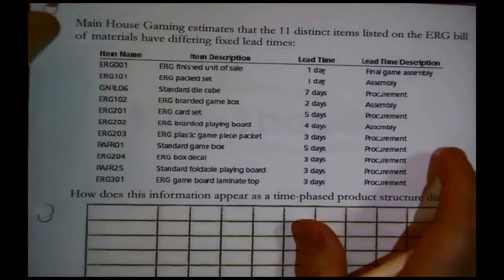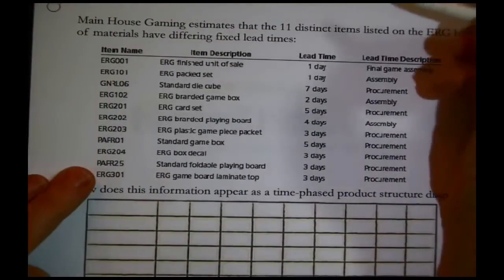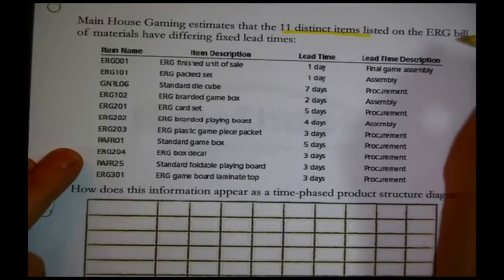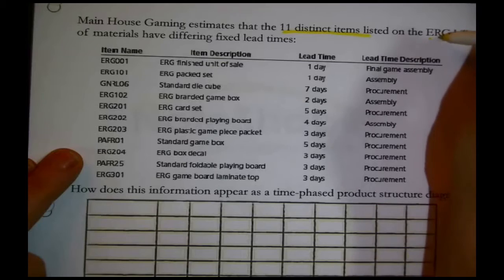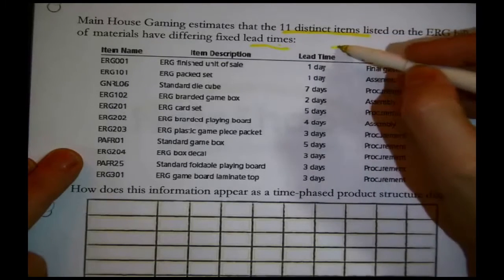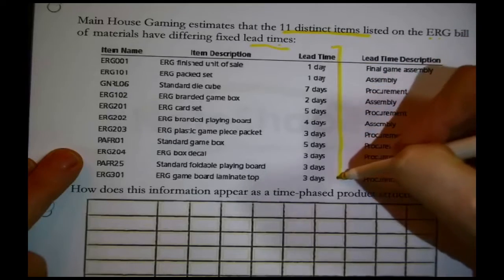Let's look. Main House Gaming estimates that the 11 distinct items listed in the ERG, that's the Environmental Response Game Bill of Materials, have different fixed lead times. This is what I mean by timing. Okay, wait a minute, back out for a second. Not just Main House Gaming, which has been going on in the scenario before this one, but all of material requirements planning.